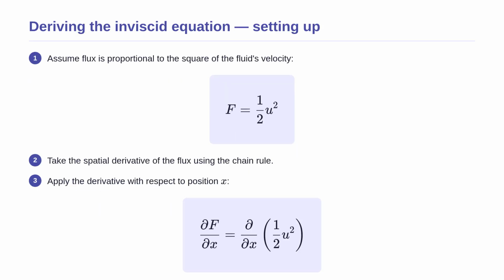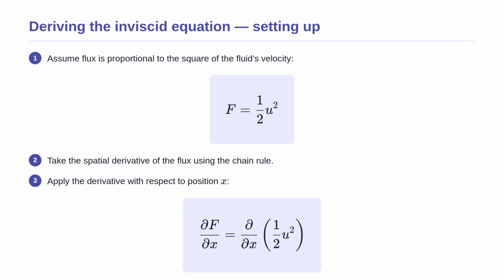Let us now derive the inviscid Burger's equation from this conservation law. For our specific fluid model, we make a very specific assumption about how the fluid moves itself. We assume that the flux is proportional to the square of the fluid's own velocity, specifically 1/2 u squared. This specific choice is what makes the equation non-linear.